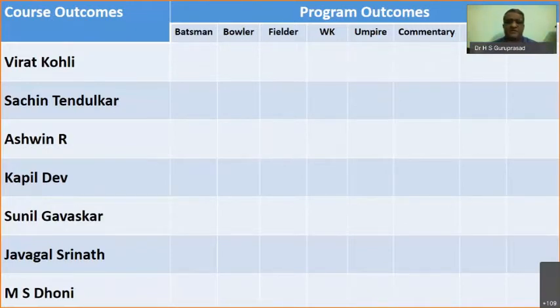Virat Kohli to batsman. Is it strong mapping 3, moderate mapping 2, or weak mapping 1? You can put it in the chat box. Okay, I think you can answer with 3, 2, 1. Okay, 3, 3, again 3. Don't go beyond 3. 3 to 1. Don't go 4. Virat Kohli fans, don't exceed 3. It's only maximum 3.